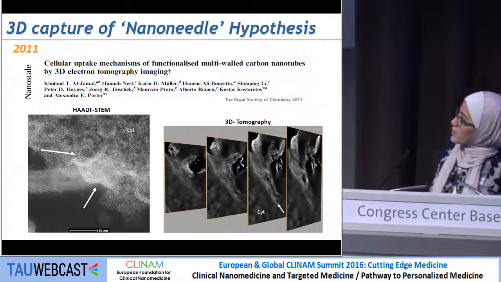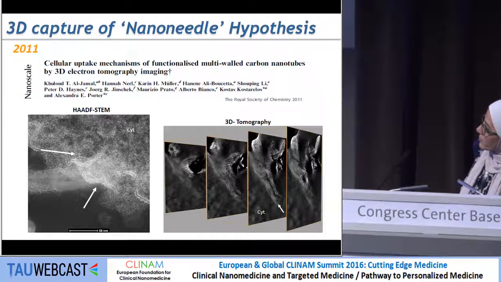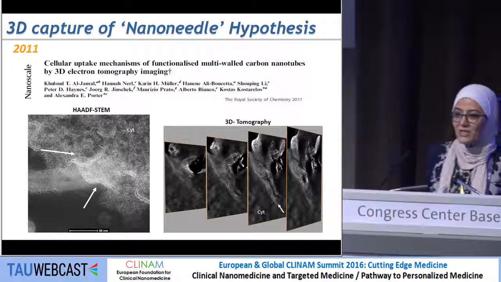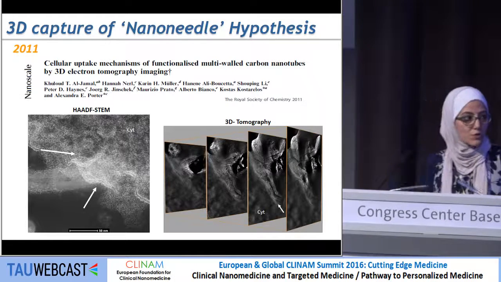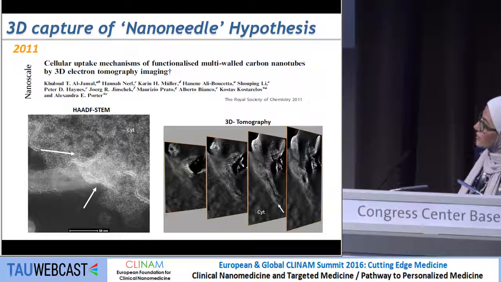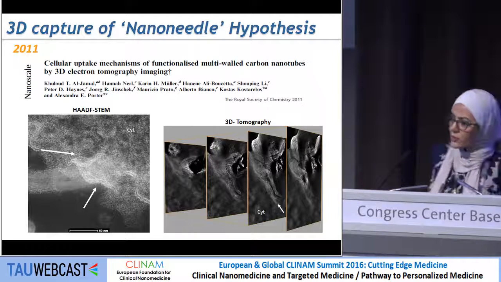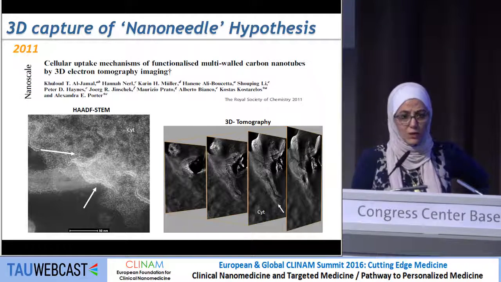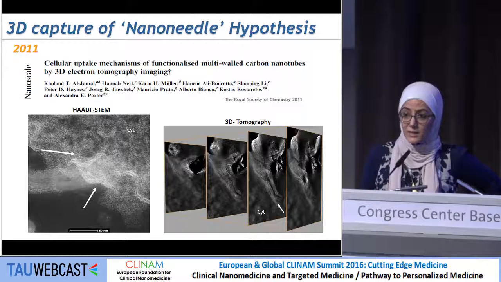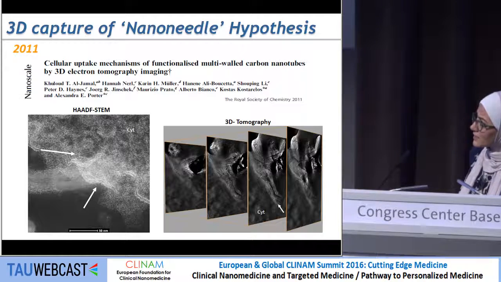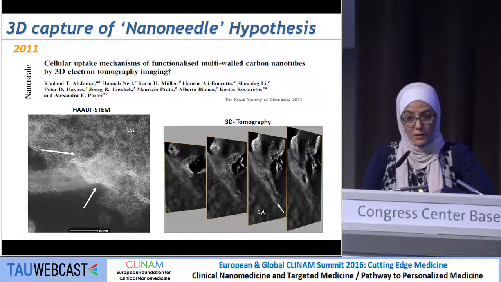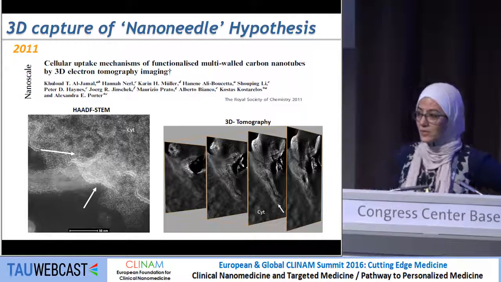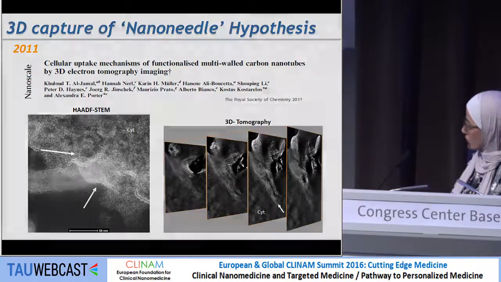In 2011, we published this study showing in 3D manner the direct crossing of nanotubes into a cell membrane. And this is quite important. Although there is no direct correlation between efficacy and method of delivery, it gives us the opportunity that there are multiple ways of internalization into the cell, which could have multiple targets inside the cell, if so.